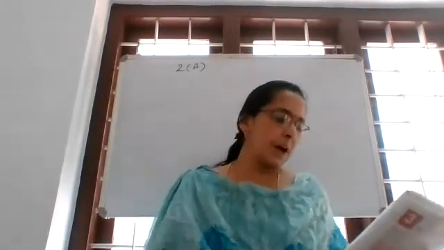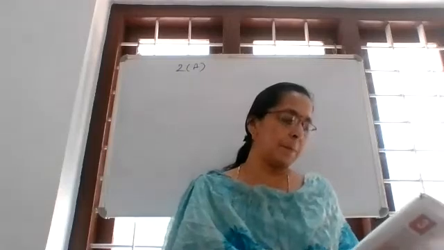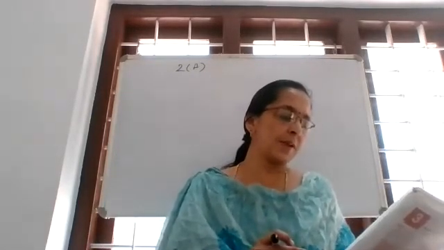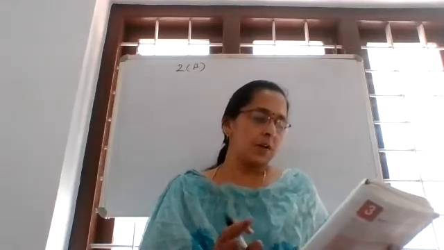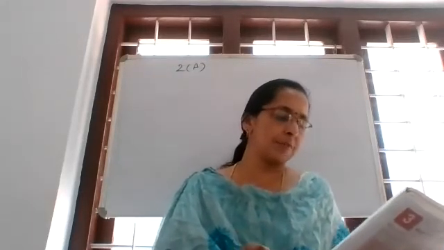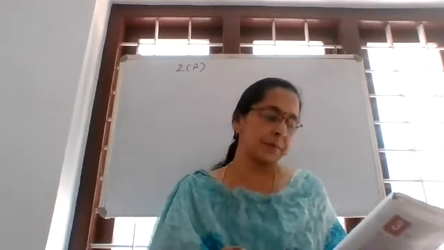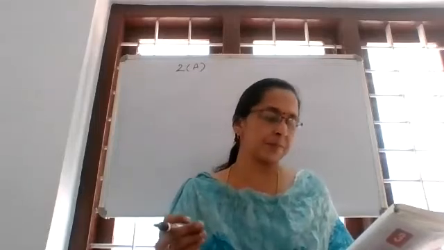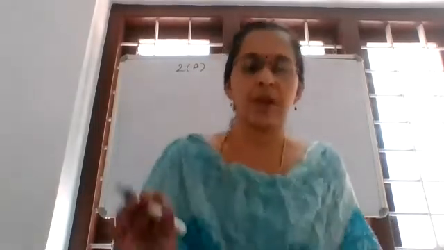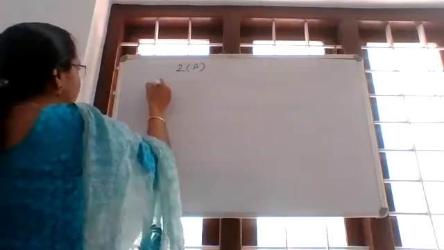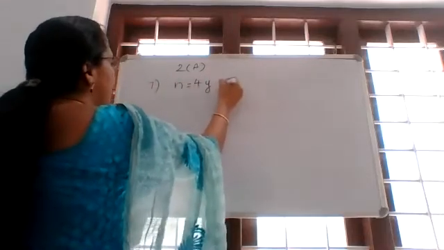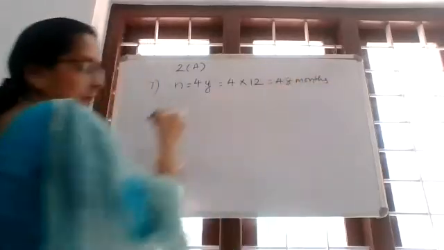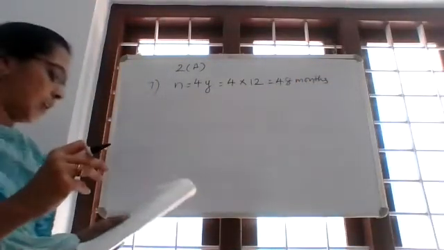2B, 7th one. Deepa has a 4-year recurring deposit account in a bank and deposited rupees 1,800 per month. If she gets rupees 1,08,450 at the time of maturity, find the rate of interest. So what are the things given? Any idea? N is equal to 4 years. 4 years is equal to 48 months. Write down, N is equal to 48 months.